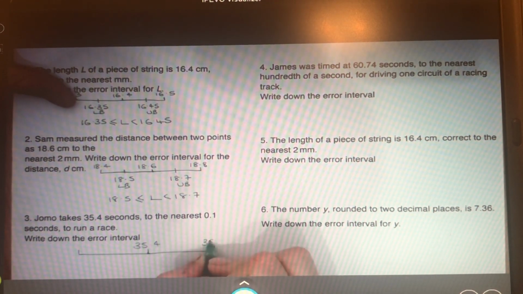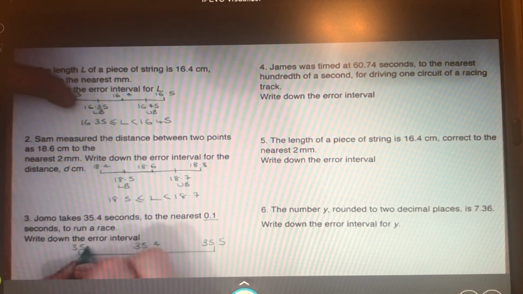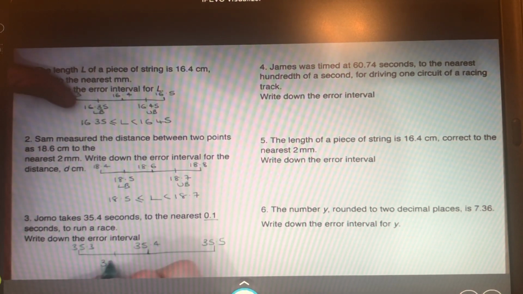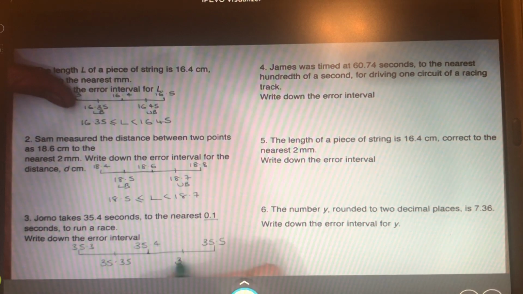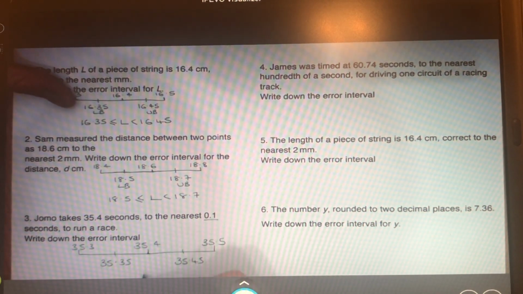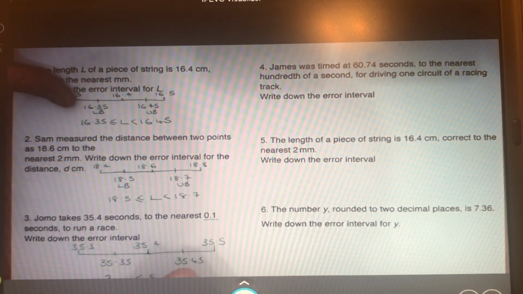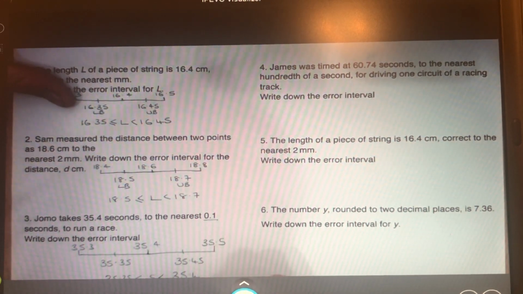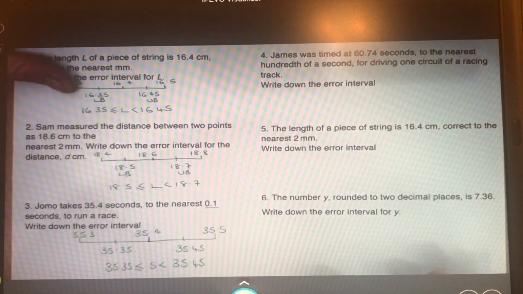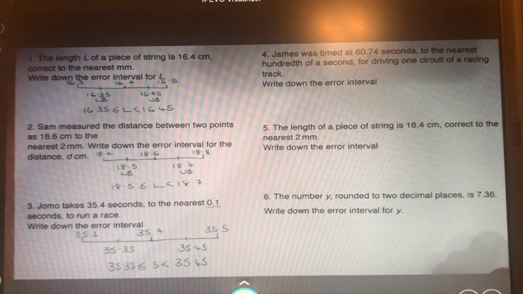So you go up one value this time, down one value. Your halfway is 35.35. Halfway here is 35.45. So your error interval is in seconds this time, so I'll use S. So I get 35.35 and 35.45. It does not matter which letter you use in the middle of your interval. Okay, moving on, question 4.